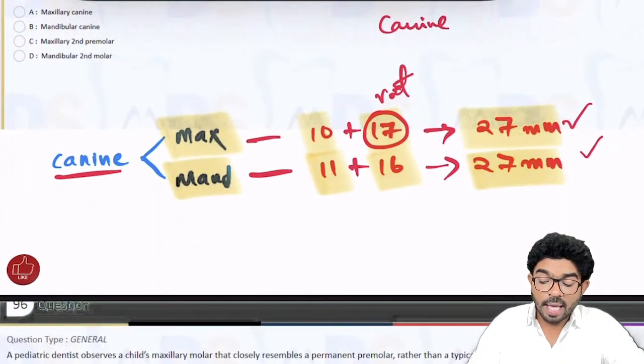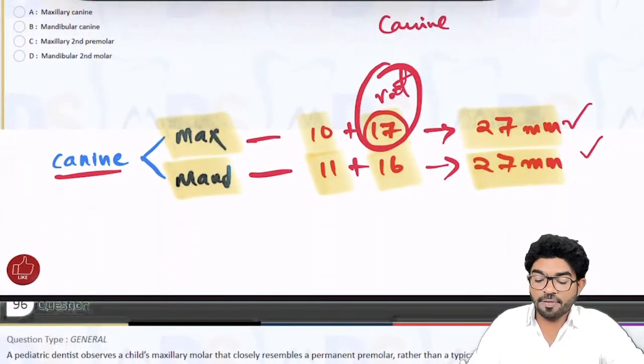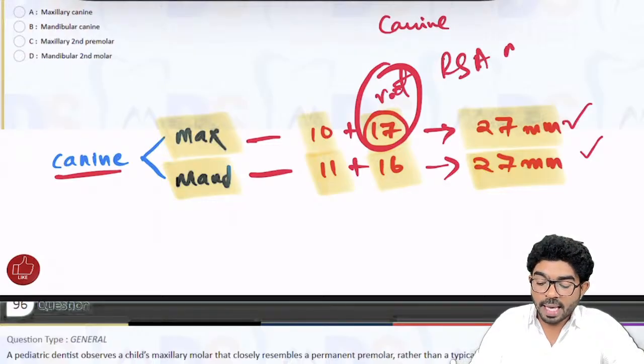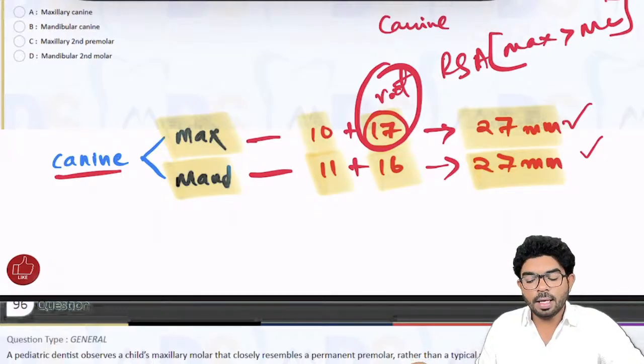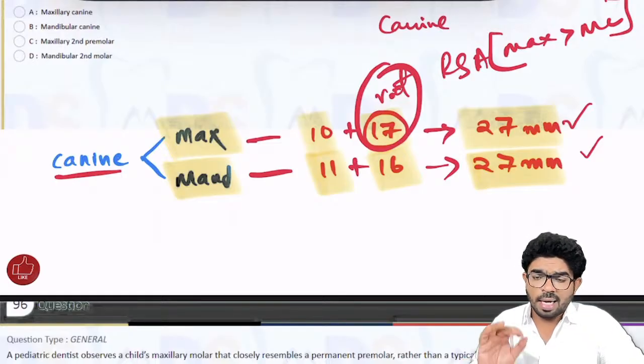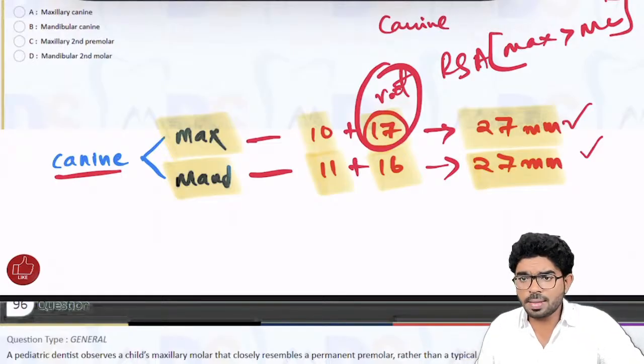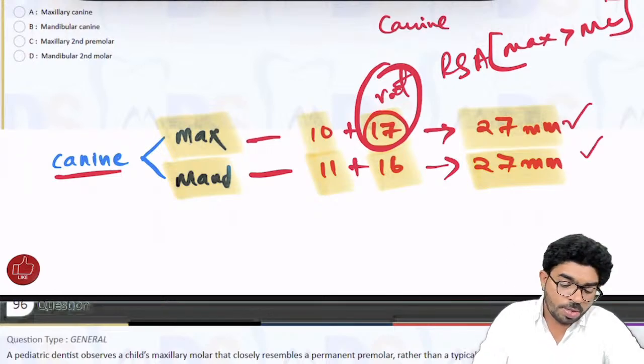Now, the root surface area is more in the maxillary canine when compared to the mandibular canine, that is the concept. So whenever there is more root surface area compared to the mandibular canine, the maxillary canine will show more resistance. That is, the second half of the question is also addressing the maxillary canine. The answer is maxillary canine, option A.